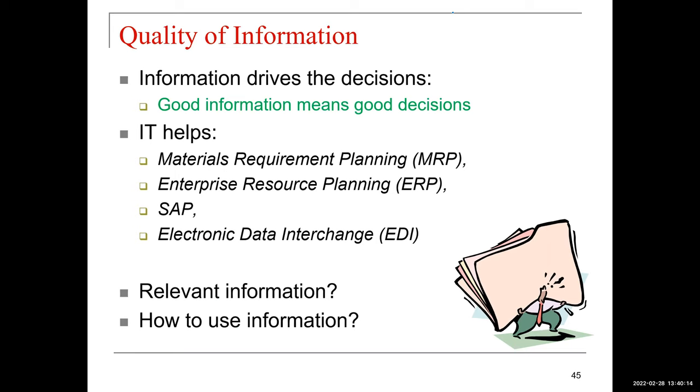So good information makes good decisions, and helps in materials requirement planning, enterprise resource planning, SAP, electronic data interchange, and so on. SAP is a software that is also used for the planning of production, supply chain, and logistics. It's used by a lot of companies, and I think they're based in Germany. Relevant information and how to use information.